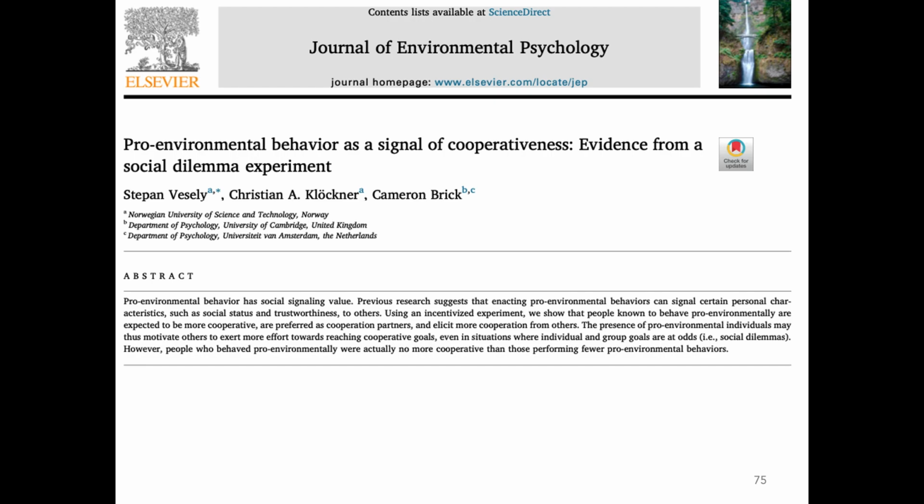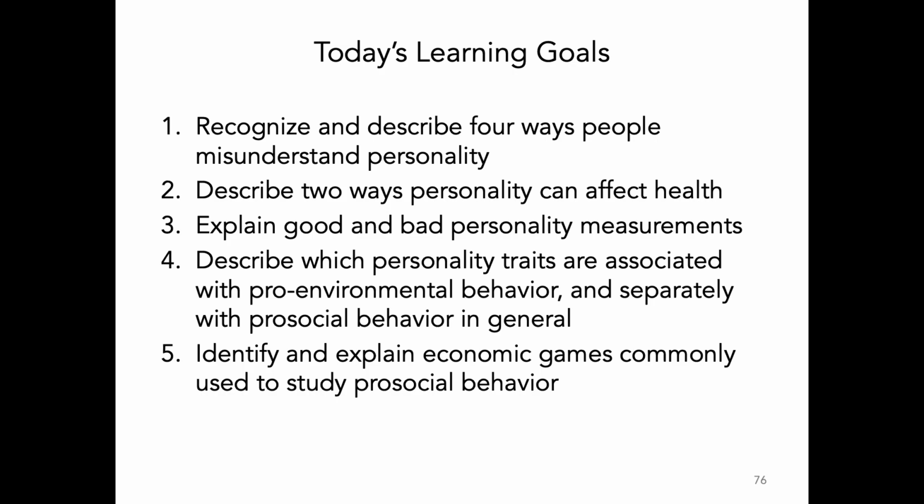So that's been the lecture for today, and here are the learning goals for you to look over again to see what you got out and to look at your notes and to help you study for the exam.